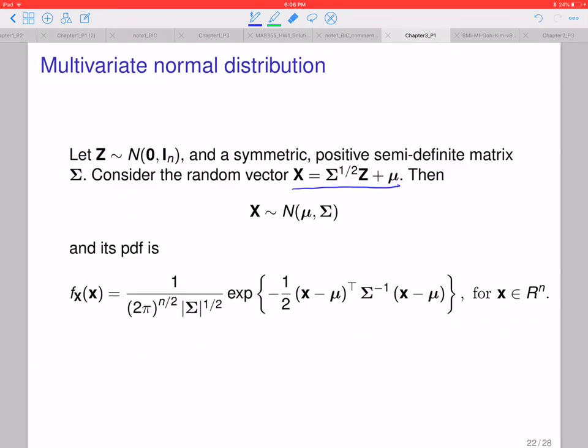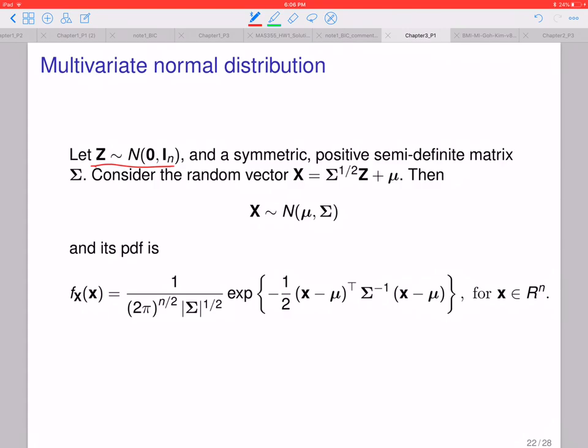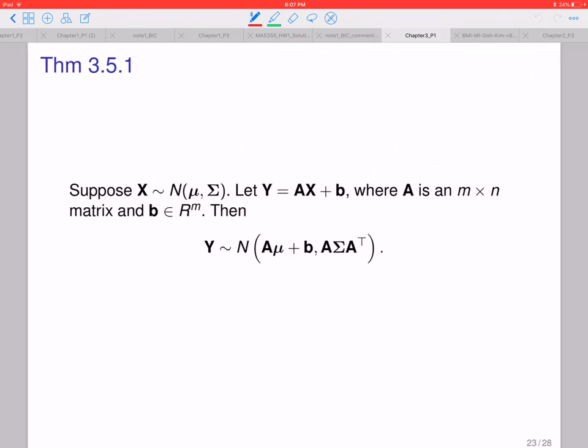So using that property, you can derive a PDF, which we already saw in the previous slide. This random variable has mean mu and variance covariance sigma, and its PDF is this form. Okay. Now the next topic is, suppose you have a linear transformation, then the mean and variance of the random variable take this form, and it's normal.